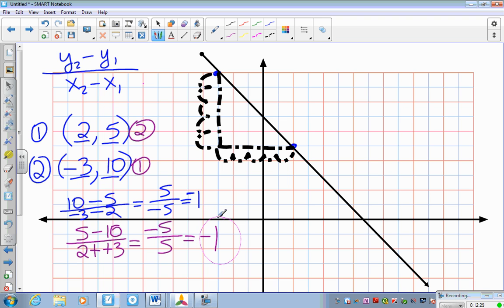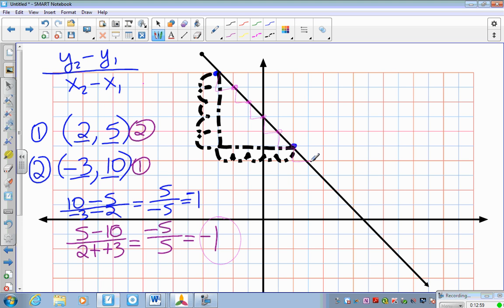Negative 1. Well, do you see how this graph goes through all of these vertices? Here, here, here, here, here. That negative 1 ratio that we got represents down 1, right 1, down 1, right 1, forever and ever. So whenever you get a slope, those are the small versions of the triangle if you reduce it.